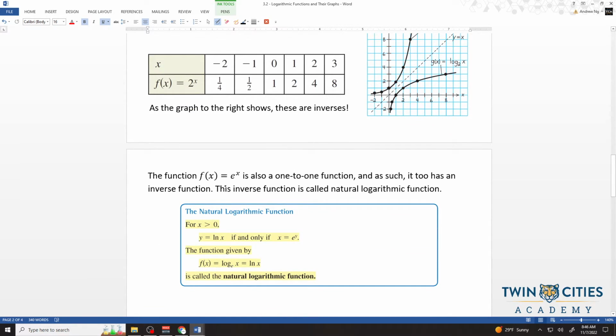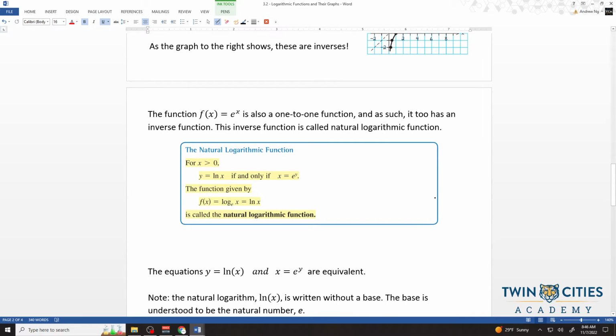The function f of x equals e to the x is also one-to-one, and as such, it too has an inverse function. We're going to call this the natural logarithmic function. Defining that a little bit, for x greater than 0, y equals, here this is ln, we're going to say this is the natural log of x. y equals the natural log of x if and only if x equals e to the y.